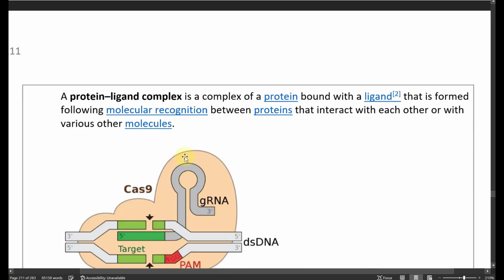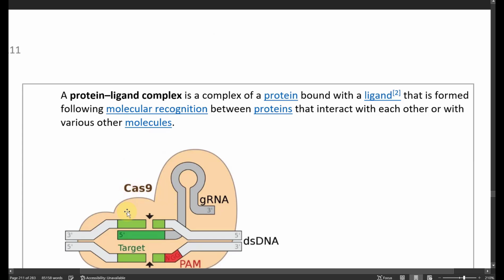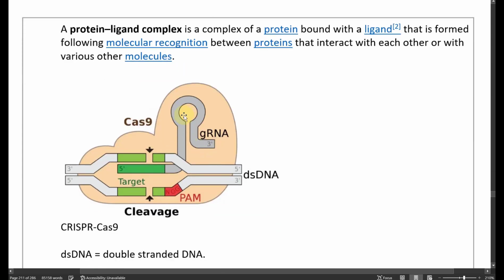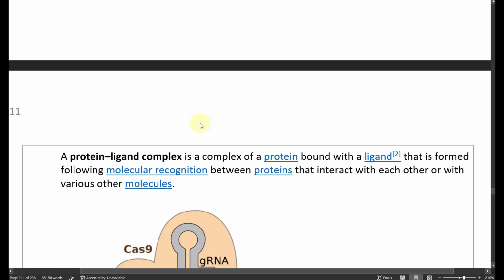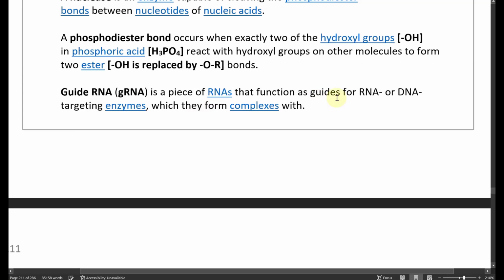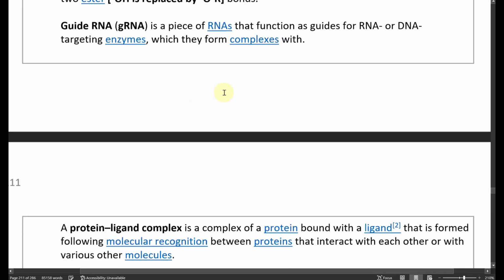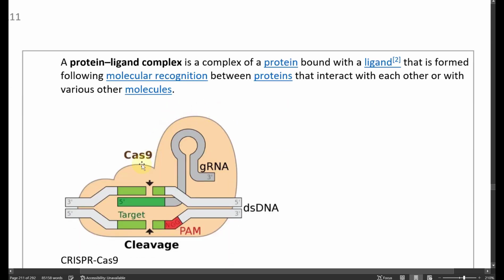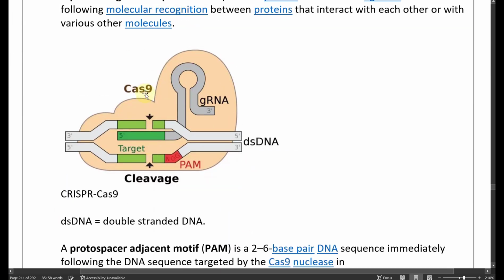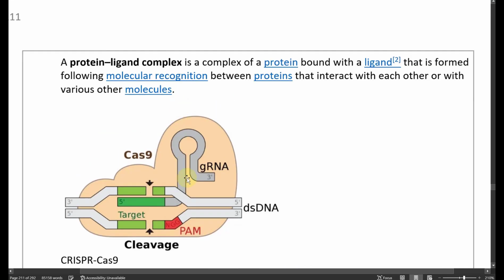It's a protein-ligand complex. You have the protein, and then you have this ligand that surrounds an atom, and the ligand in this case is the guide RNA. Let's see what it does again: it functions as a guide for RNA- or DNA-targeting enzymes, which they form complexes with. So this protein is targeting a specific DNA sequence over here, and it uses this guide RNA. The guide RNA has a specific sequence at the end where the 5' goes this way, anti-parallel to the 3' like this.